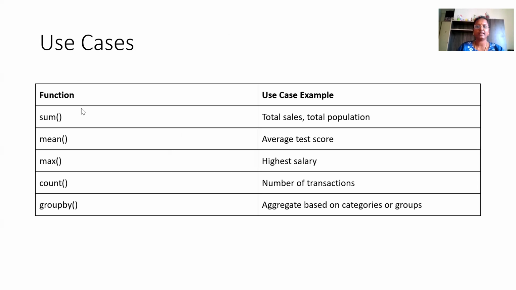Use cases, as we have seen: sum for total sales and total population. Mean can be applied in average test score calculation. Maximum can be applied in highest salary calculation. The count aggregation function can be applied for the number of transactions that happen. Group by can be applied to aggregate based on categories or groups.